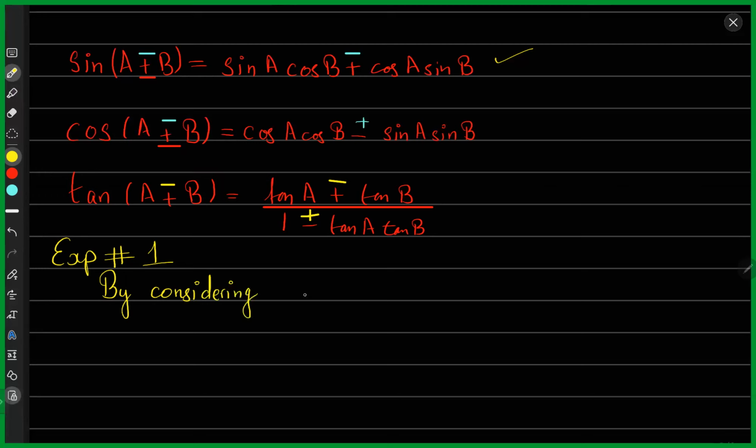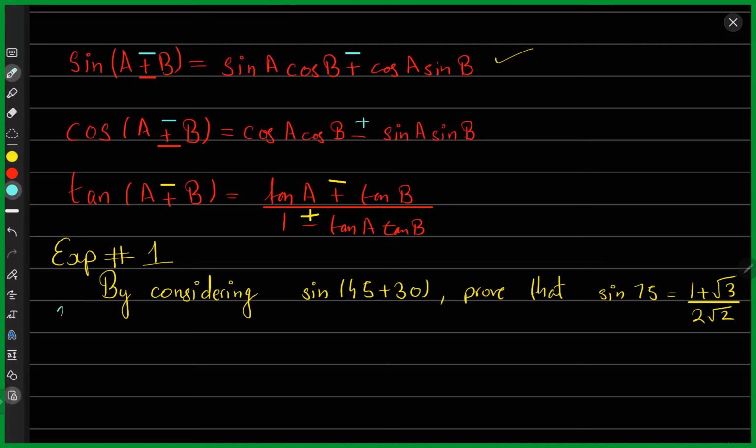By considering sine 45 plus 30, prove that sine 75 is 1 plus root 3 over 2 root 2. Okay.